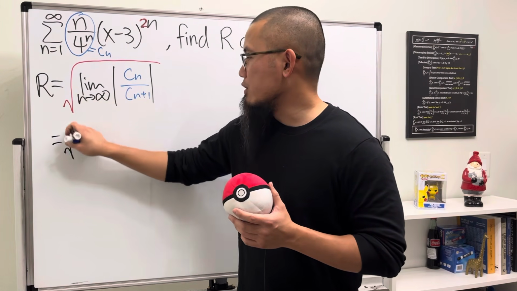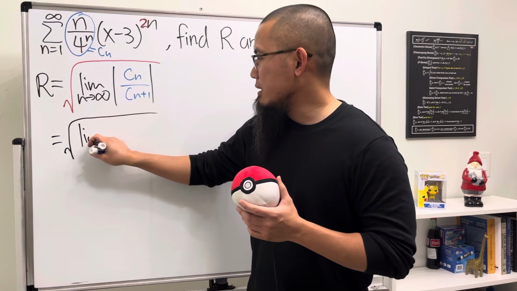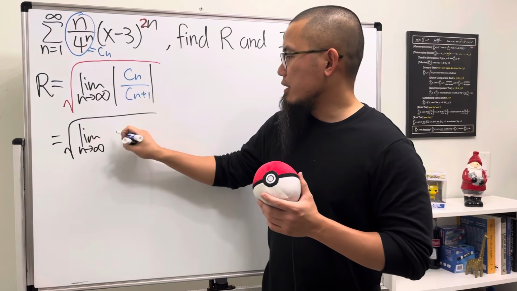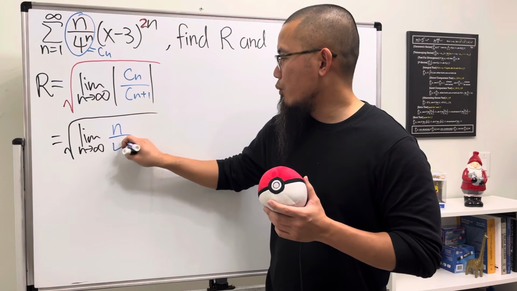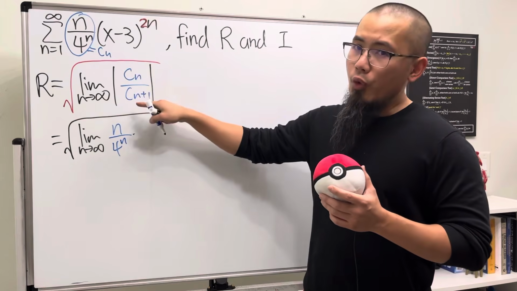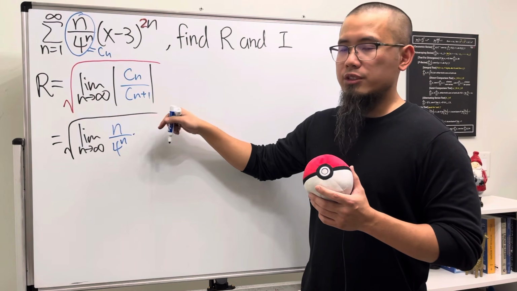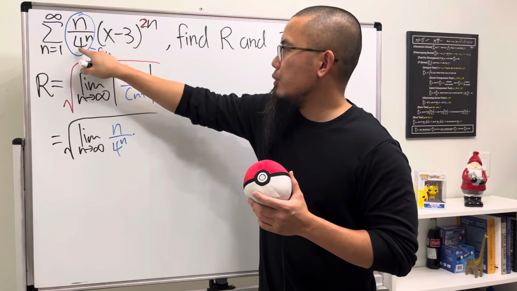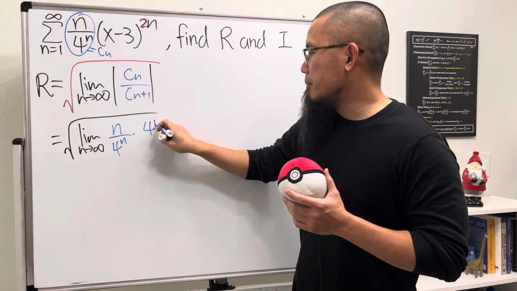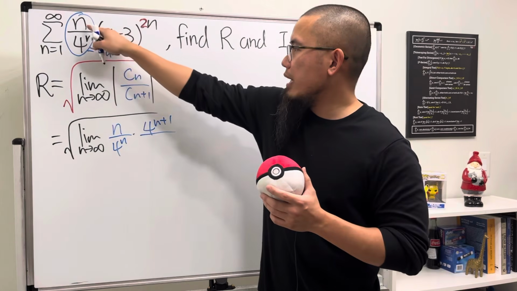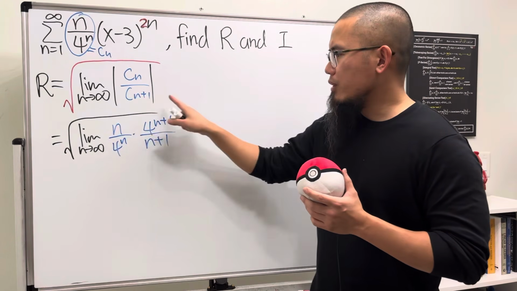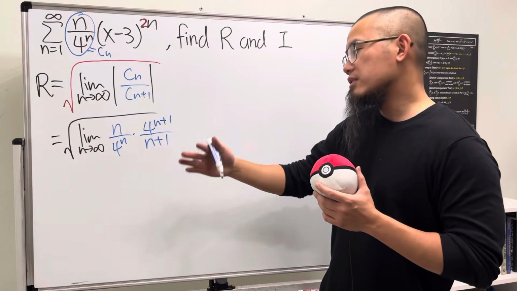Right here, we will have the square root, and then we have the limit as n goes to infinity. Cn is just that, so let's go ahead and put down n over 4 to the n, and then over Cn plus 1, which is just the reciprocal of Cn plus 1. So I'm going to put this down first with the n plus 1 here, and likewise I'll put that down on the bottom with n plus 1 here. And the absolute value doesn't matter because everything's positive inside, so that's good.